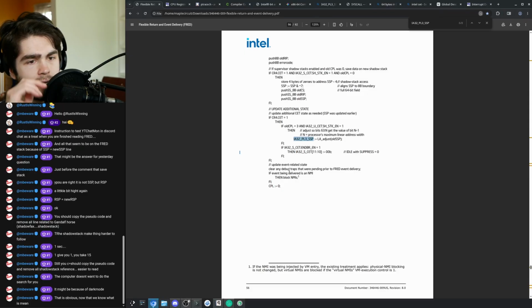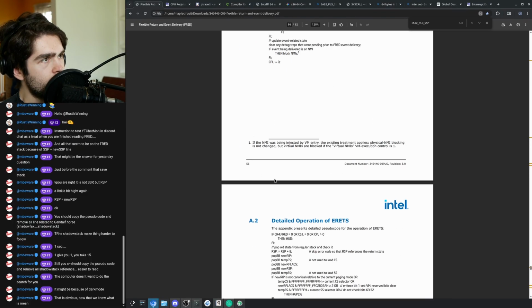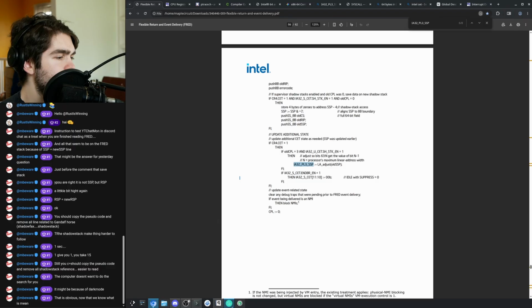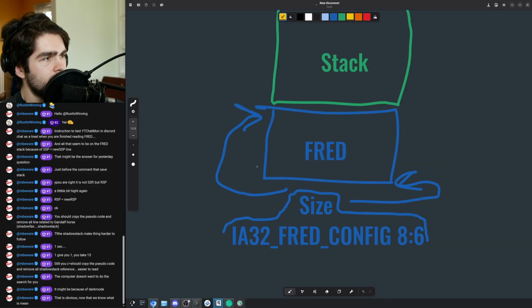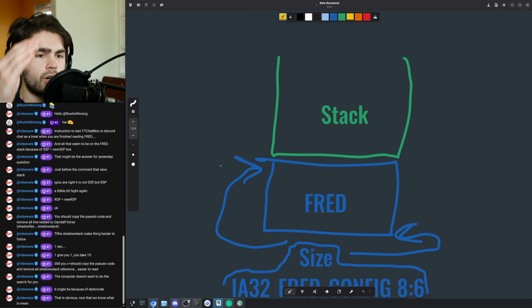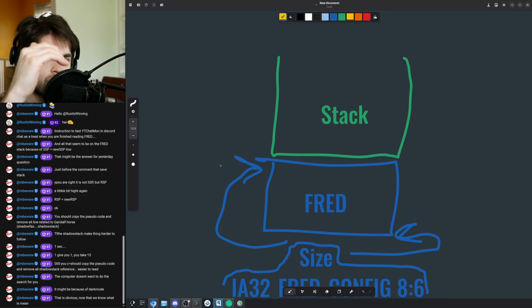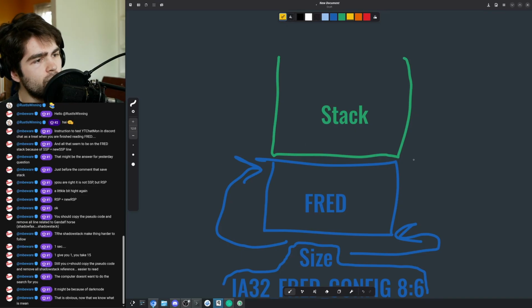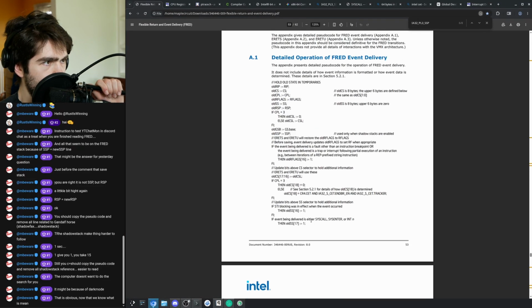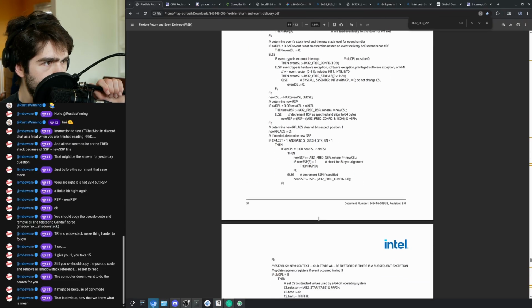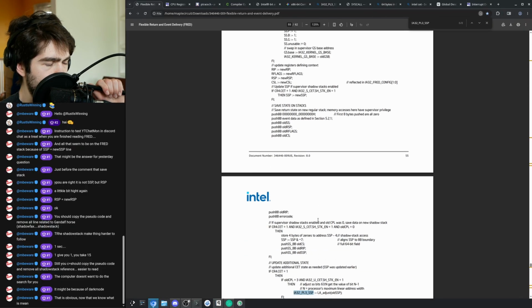Okay, so now I think I get it. Essentially, each time we use FRED to go from user to kernel mode, we will create this big stack thingy. And in other cases, it wouldn't, right? So if I go look, where do we save everything? Wait, is that just us resetting the thing? Oh, it's after. Okay, it's here.